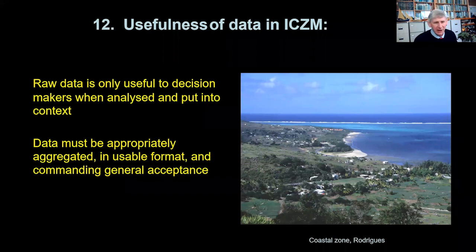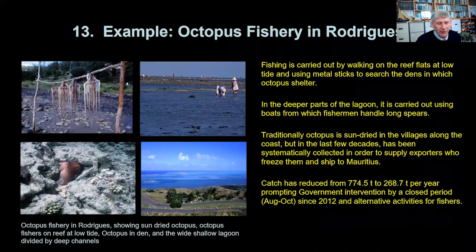And raw data is only useful to decision makers when we have put it into an appropriate context so they can use it. And it's got to command their acceptance. So an example here on Rodrigues is octopus fishing.